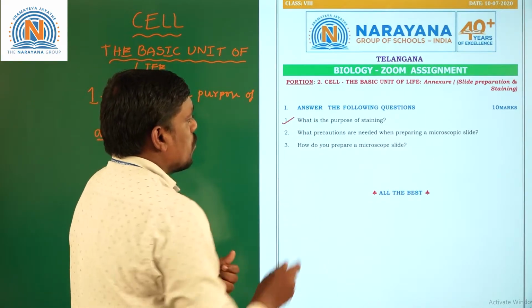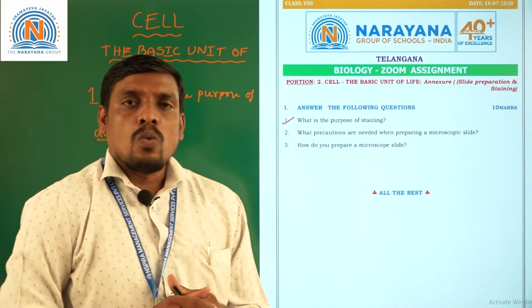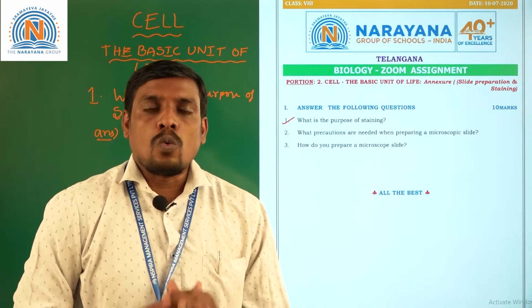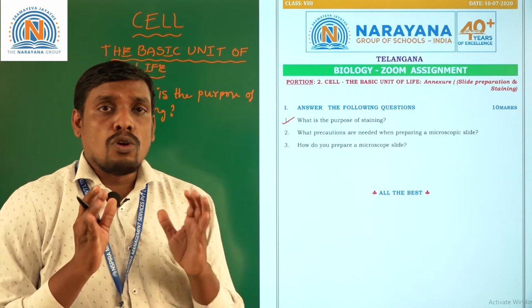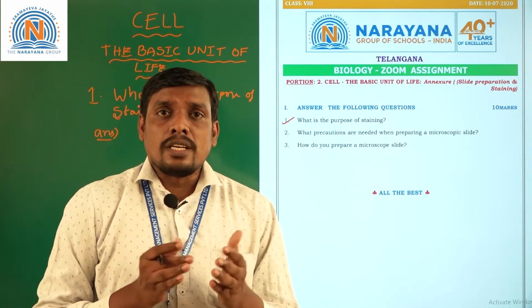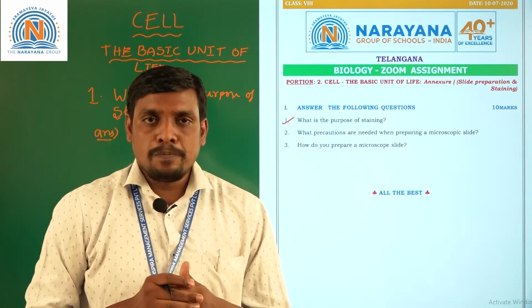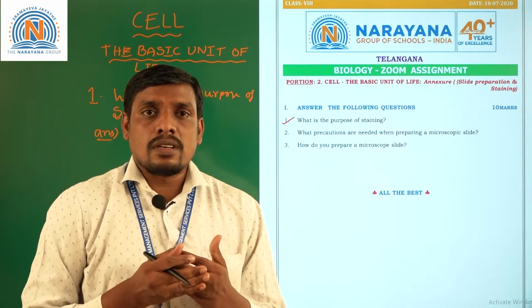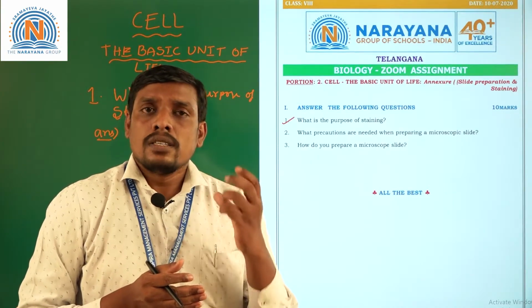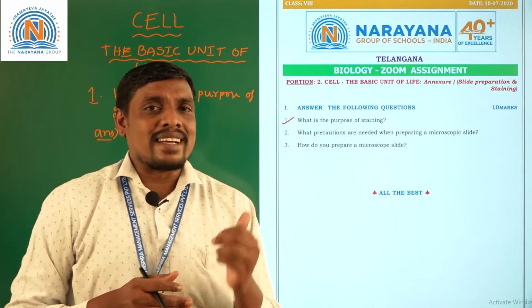What is the purpose of staining? What do you mean by staining? Before learning the purpose of staining, you have to know what staining is. Addition of colors to a slide or to a specimen is called staining.